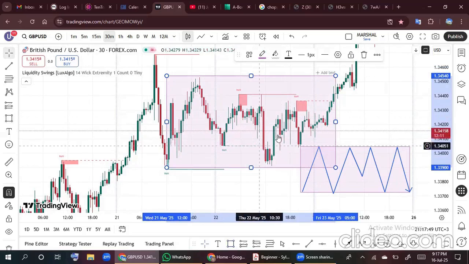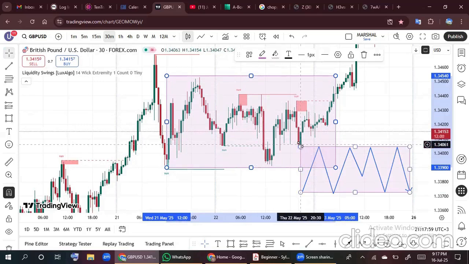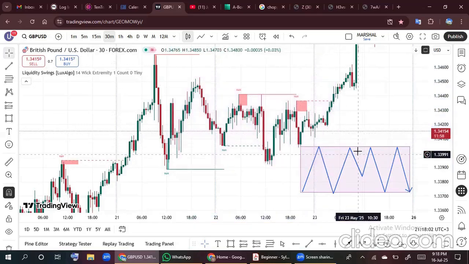So most times you will see gaps, especially when there are bank holidays. Secondly, you will see a lot of wicks, and candle sizes are not equal, they're not balanced. So yeah.